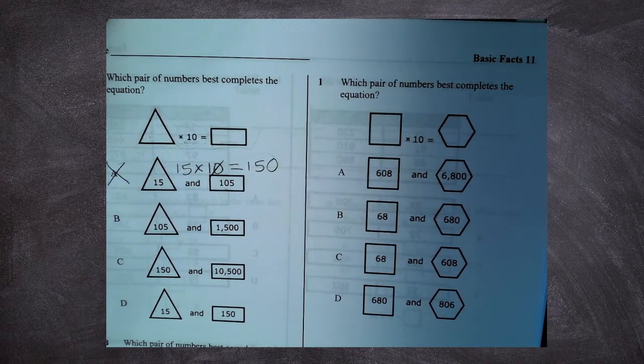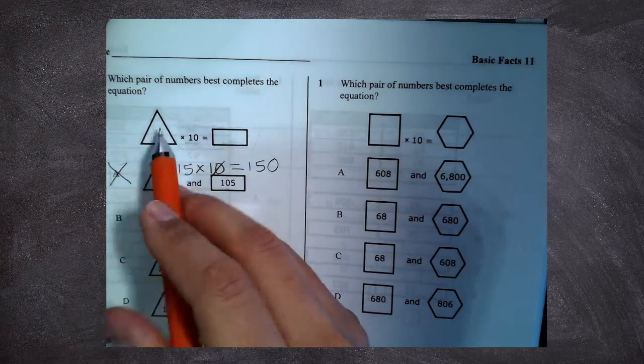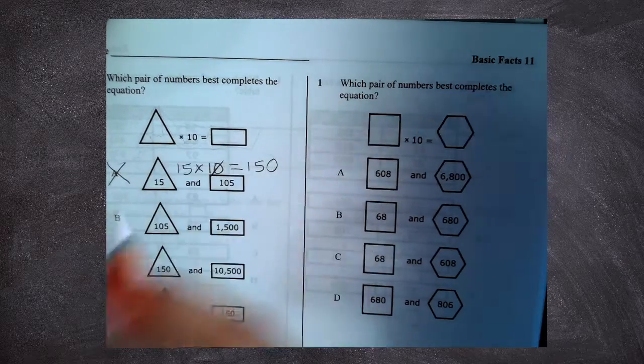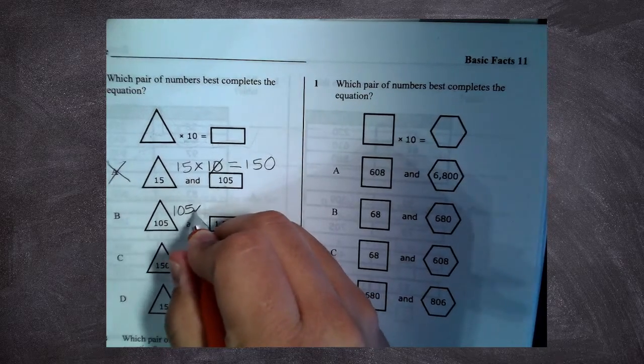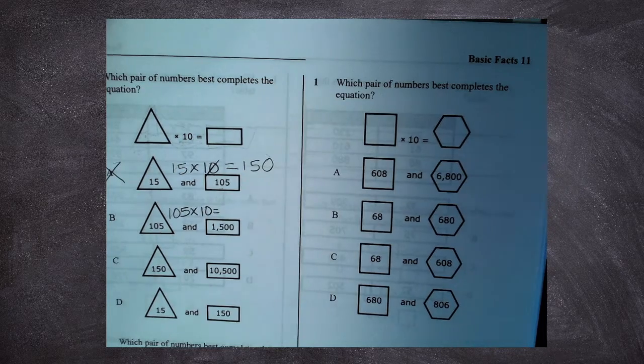Answer choice B says, well, maybe you can put 105 in the triangle and you can put 1,500 in the rectangle. Okay, let's try that one out. So if 105 is in the triangle, that means it would be 105 times 10. Do that. 105 times 10.